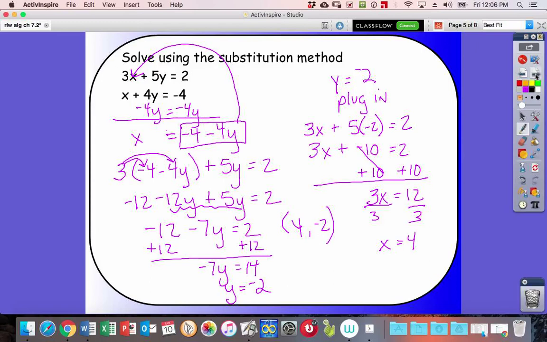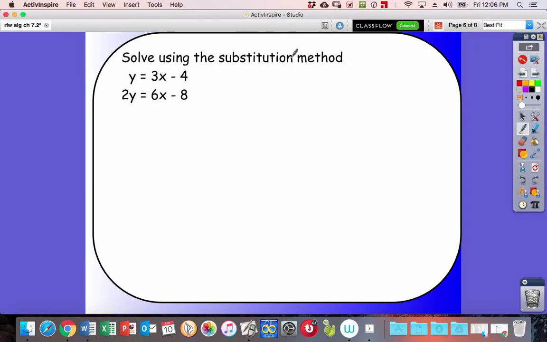Let's try another one. Okay, in this one, it doesn't matter whether you substitute x or you substitute y. I'm just going to go for whichever one is easiest and most efficient. And this one, y is already all by itself. So I'm going to box that, and I'm going to substitute that value in for y on the second equation.